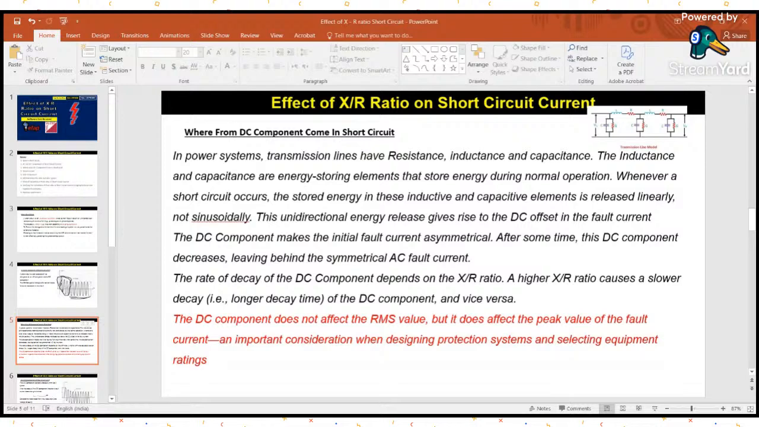The rate of decay of the DC component depends on the X by R ratio. A higher X by R ratio causes a slower decay of the DC component and vice versa. The DC component does not affect the RMS value, but it does affect the peak value of the fault current. This is an important consideration when designing protective systems and selecting equipment ratings. Okay.